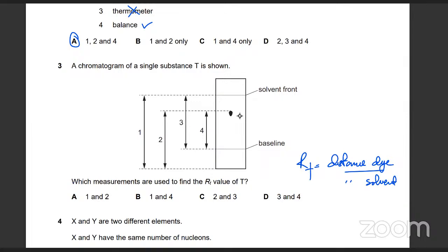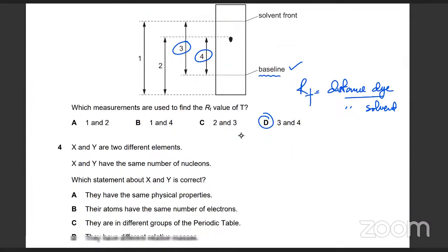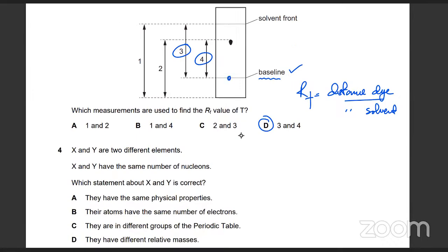So what is the distance moved by the dye? Four. Okay, and what's the distance moved by the solvent? 3. I mean, 1. Shouldn't it be 1? No, because the solvent is from the bottom. No, it's 3. Everything has to be measured from the baseline, not from the solvent. It's always from the baseline. So it's 3 and 4. Is that clear? Because this was where the dye was placed initially.